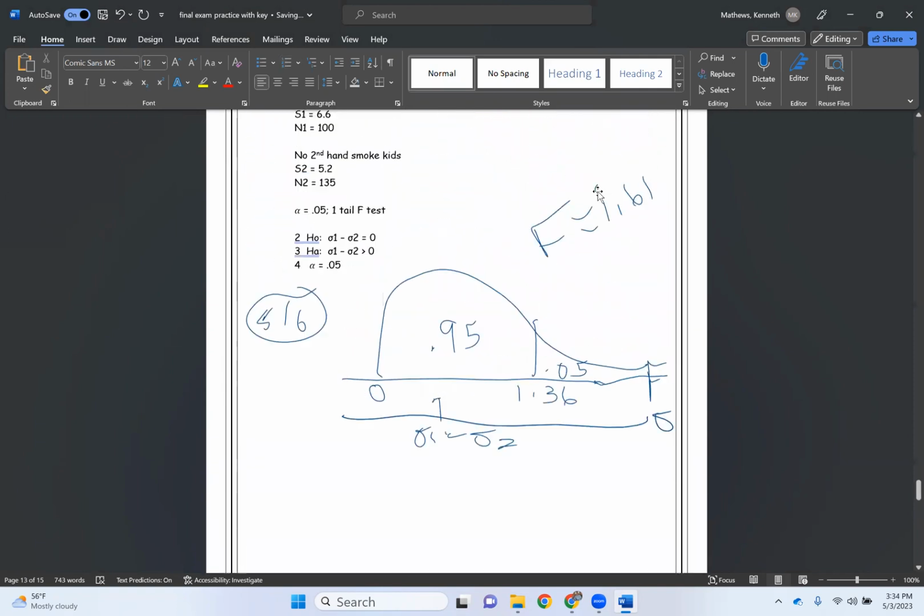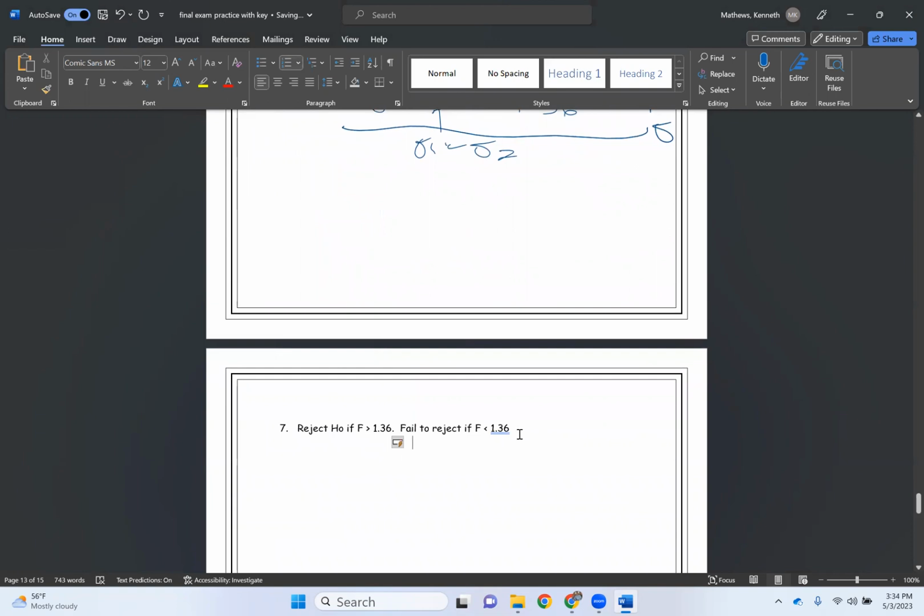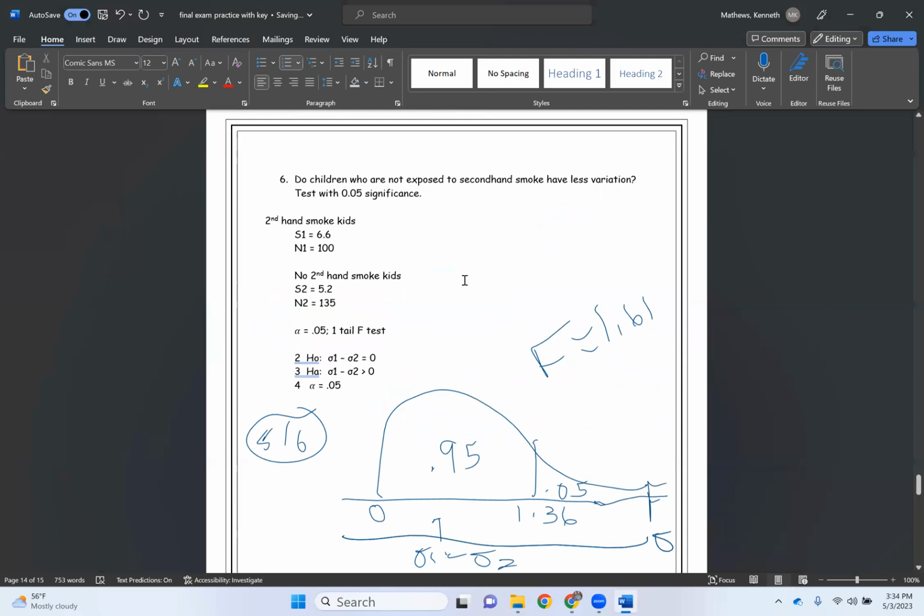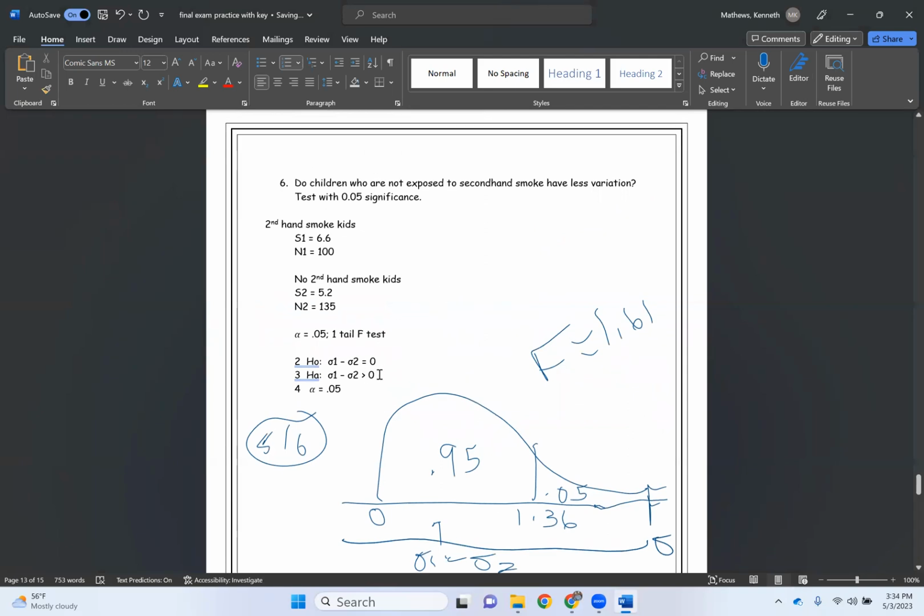What does F equal? 1.61. F equals 1.61. That's greater than 1.36, so therefore reject the null hypothesis. So what does that mean? We proved the alternative hypothesis, which is the standard deviation for the kids.